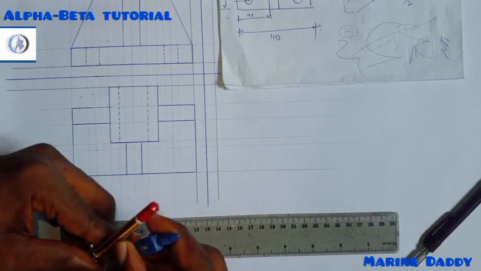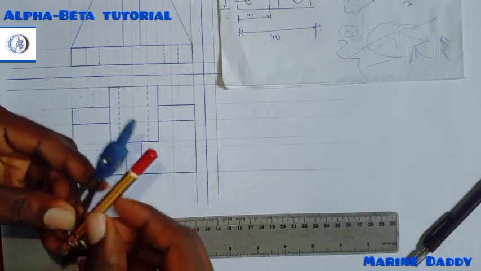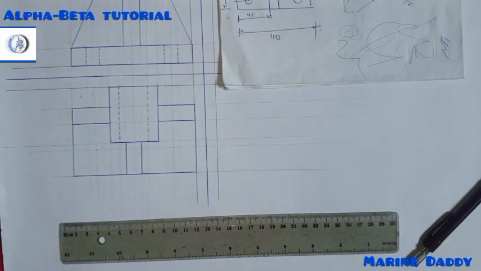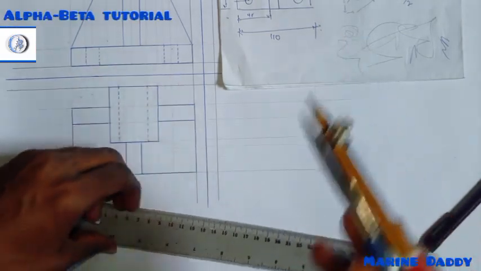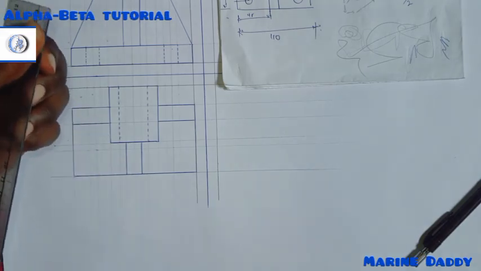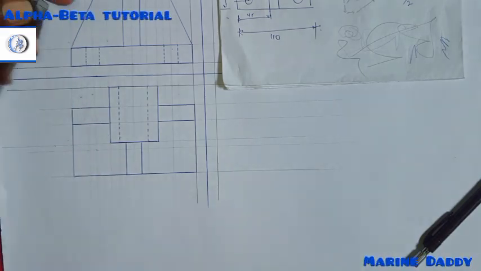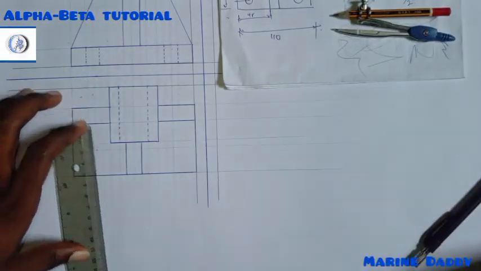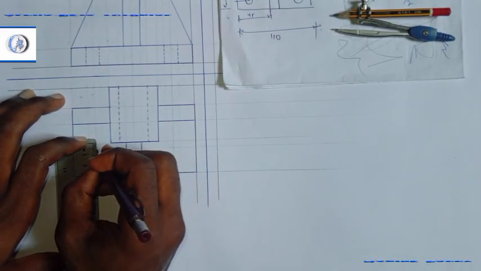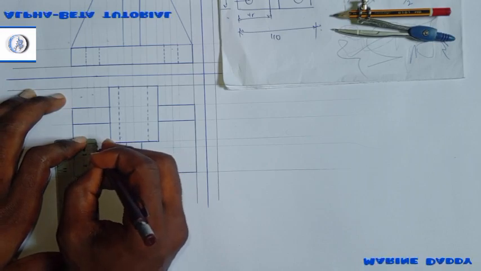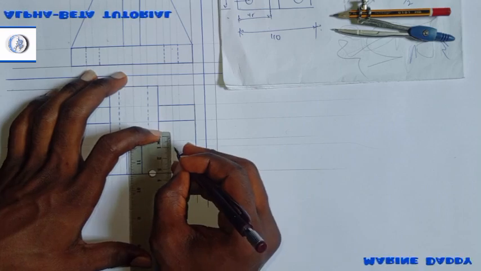Now they say the circle is a circle of diameter 12, right? So we use 6, 0.6. I can measure 0.6, 0.6.